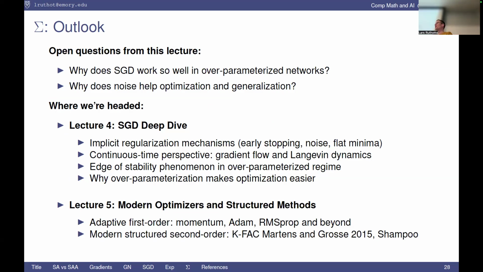You would expect it would overfit. Maybe since yesterday, since we talked about double descent, you wouldn't anymore, but it's still something we should look more into. And then maybe also this role of the noise in the optimization. Is it a feature or is it a bug? That is something to look more into, which we'll do in the deep dive.